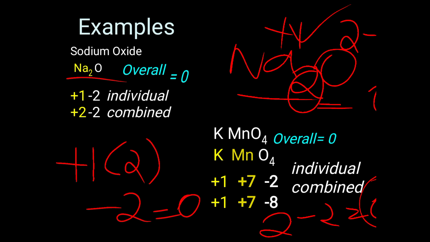In KMnO4, they may ask to calculate the oxidation state of manganese in KMnO4. How will we calculate? We can calculate in a similar way. K is an alkali metal, so plus 1. Oxygen is always 2 minus. So Mn we don't know. If we substitute this in the equation, we know the overall should be 0. So plus 1, and Mn we don't know, so we can put x.